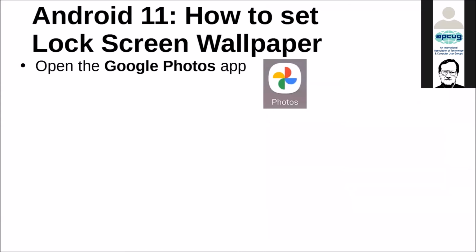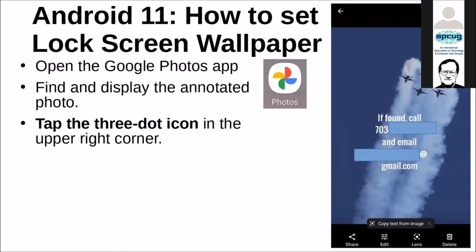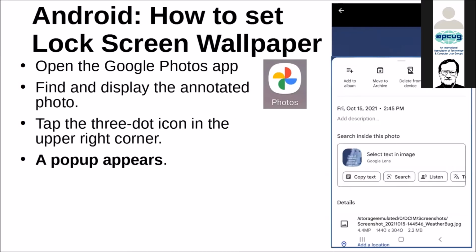But now we're going to show you how to set the lock screen, once you have created that annotated image. For starters, you open the Google Photos app. The icon looks like what you see here. And you find and display the annotated photo. Now, in that display, there are three dots in the upper right corner. You tap that, and a pop-up appears like the one you see here.